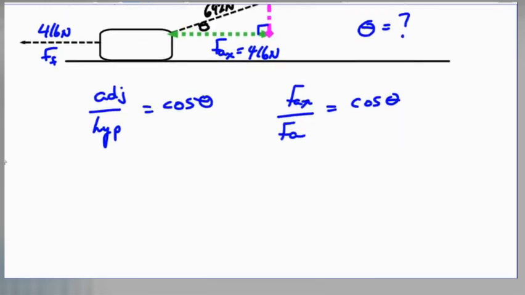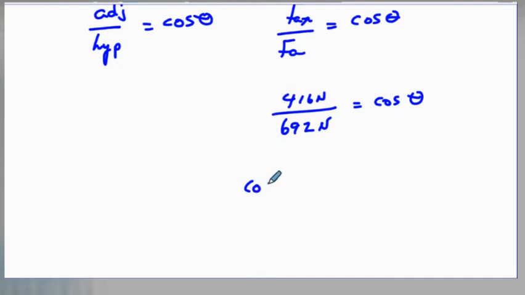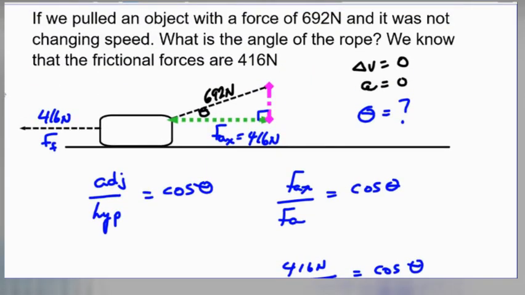So it's simply a trig ratio problem. We have 416 newtons divided by 692 newtons. That equals the cosine of the angle. So we could solve that by finding the inverse of the cosine. That will give us our theta. Punch some numbers into your calculator. For those that prefer the old-time trig tables, you can do that as well. And we see that the angle it was pulled at was 53 degrees.